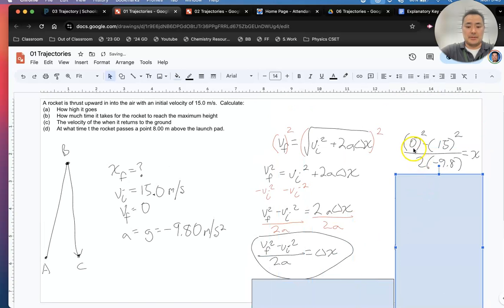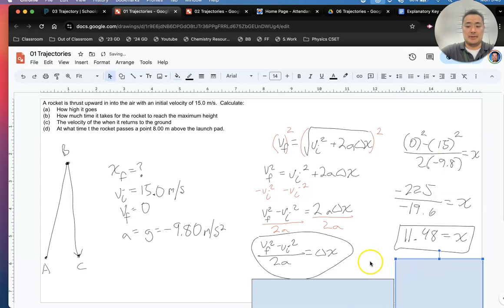We have 0 for v sub f. We have 15 for v sub i, and negative 9.8 for a. Simplify, simplify, and there's your final answer.